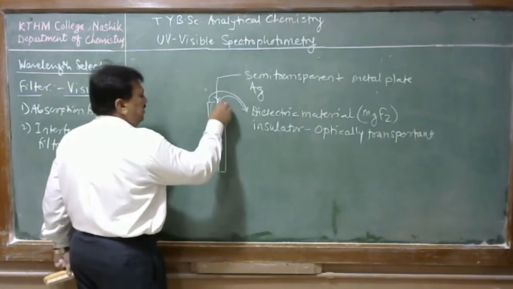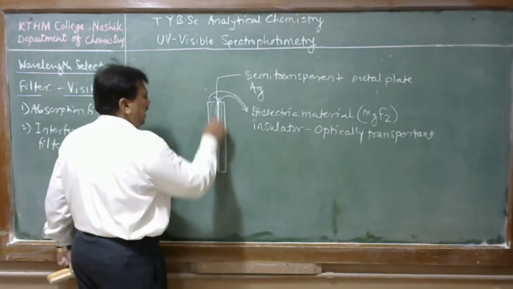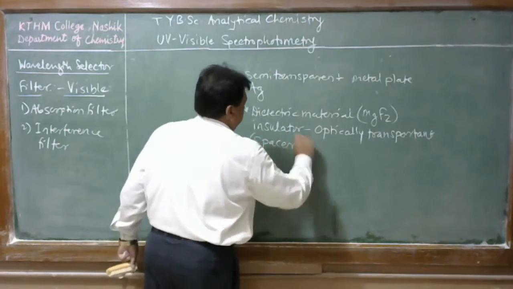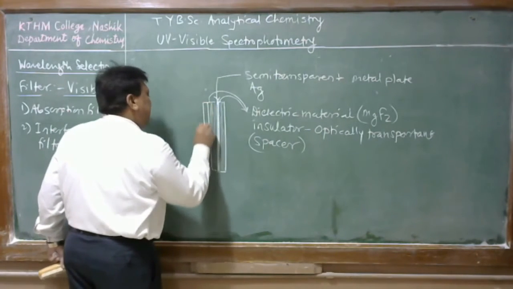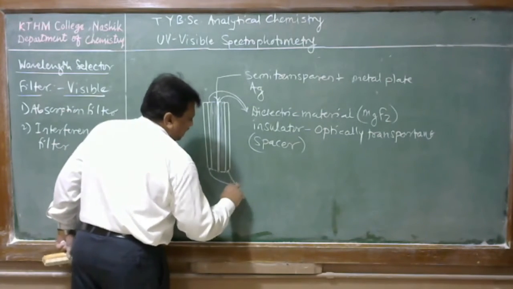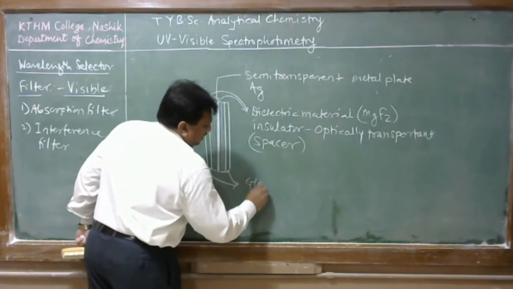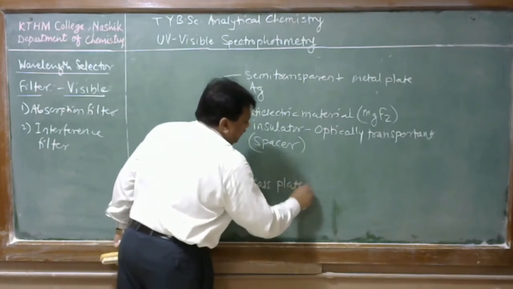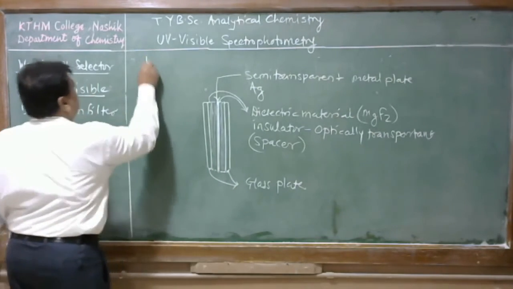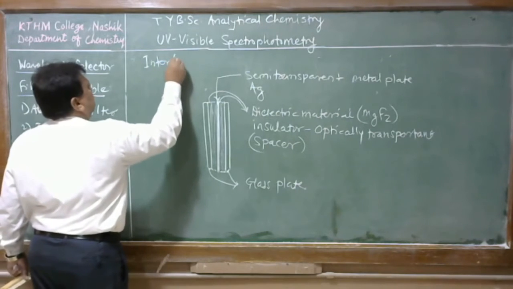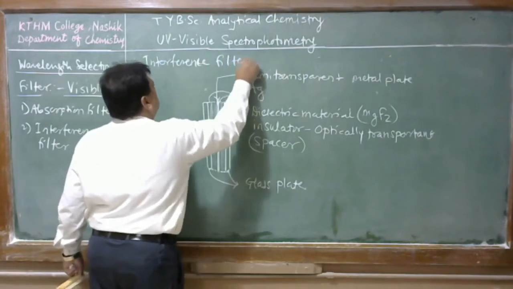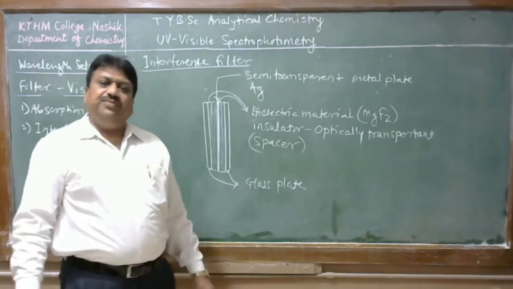This is a spacer; there is only a creation of space, and here it acts as a spacer. And a glass plate is coated on this spacer in order to protect the dielectric material. This is the construction of an interference filter. The name is given because it works on the interference phenomenon.